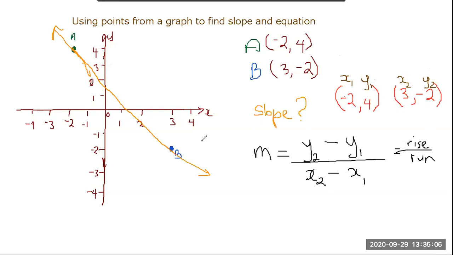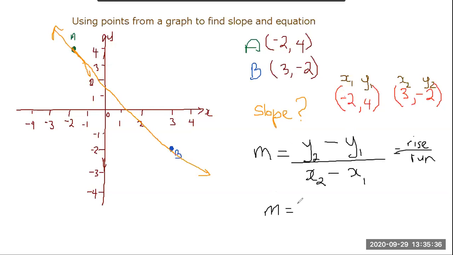Okay, so they gave me 2 points, or if they didn't give me 2 points, I would have just gone on my graph and picked 2 points, period. There it is. And then I took them out and I laid it out in that way. X1, Y1, X2, Y2. That's it. Then I know that my slope formula is Y2 minus Y1 divided by X2 minus X1.